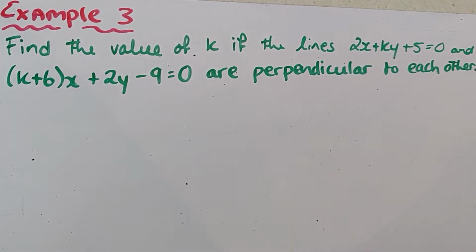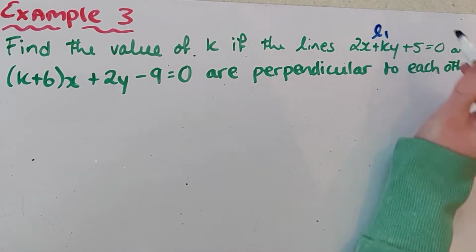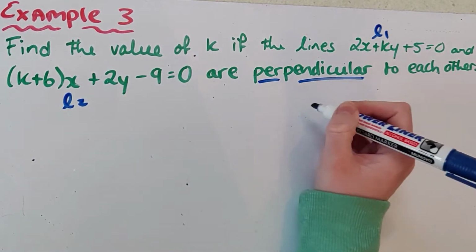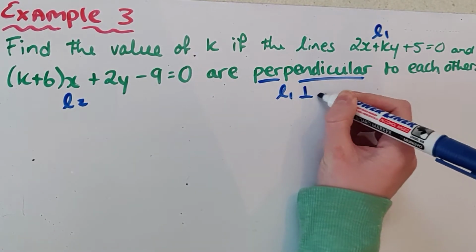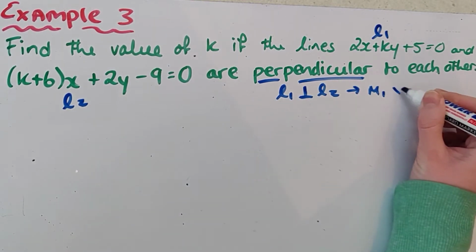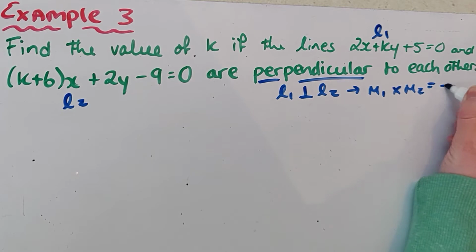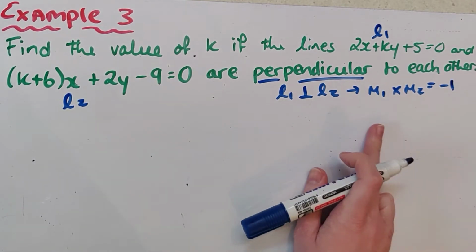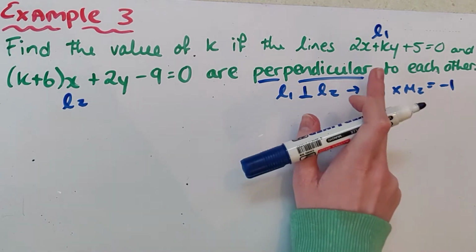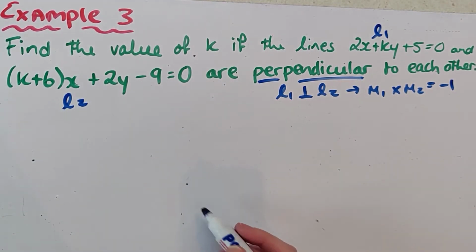Well, we know that if we have two lines, and I'm going to call them line 1 and line 2, that if they're perpendicular to each other, if line 1 is perpendicular to line 2, that means the first slope times the second slope is equal to minus 1. That's my rule about perpendicular. So that's what indicates to me that I need to find the slope of both of these lines.